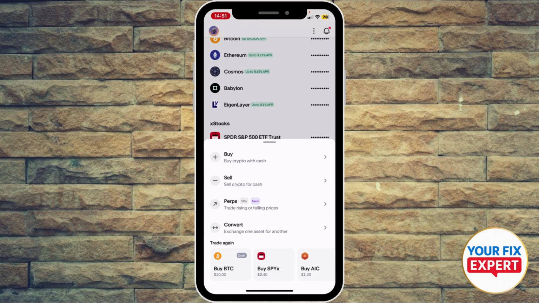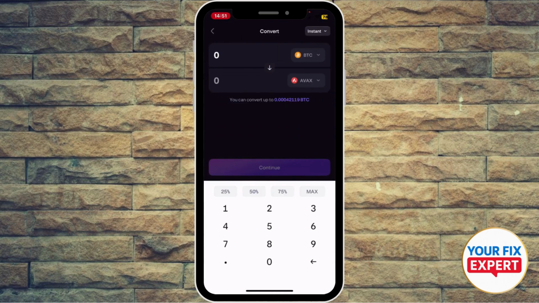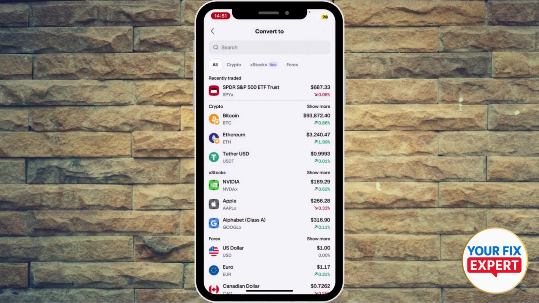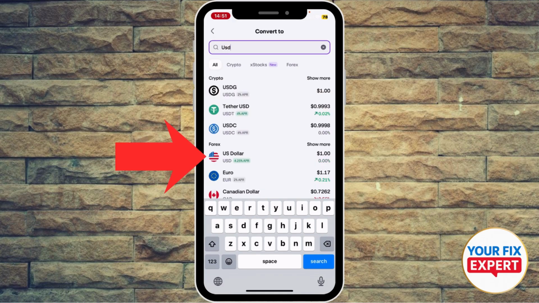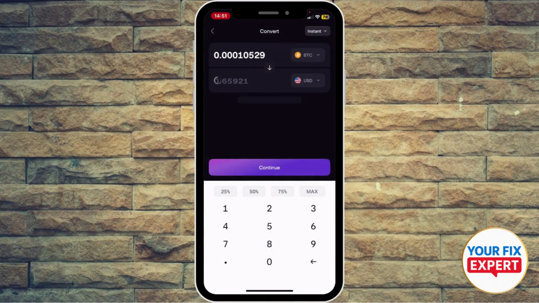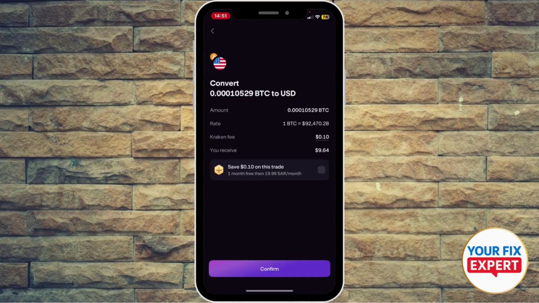Exchange one asset for another, right? And let's say I want to convert 25% of BTC. Instead of AVAX, I'm gonna choose USD or Euro or Canadian dollar, whatever. I'm gonna use US dollar. Continue and confirm that you want to convert Bitcoin into cash. So you can withdraw to a bank right away.